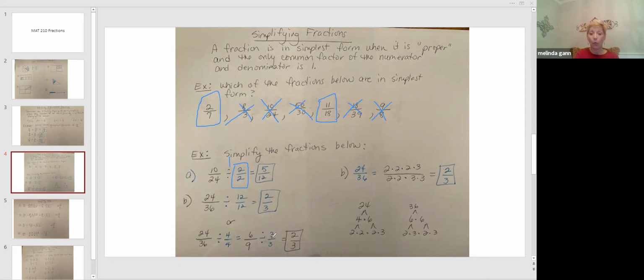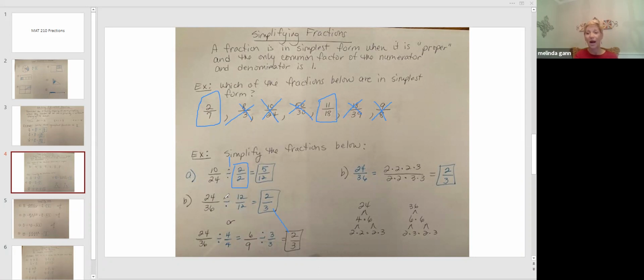So I divide by 1, but it's the form of 3 divided by 3. So 6 divided by 3 is 2, and 9 divided by 3 is 3. So I end up getting the same answer. It's just if you use the greatest common factor, you've only got to divide 1 time. If you pick a common factor but not the greatest one, you're going to have to divide a bunch of times.